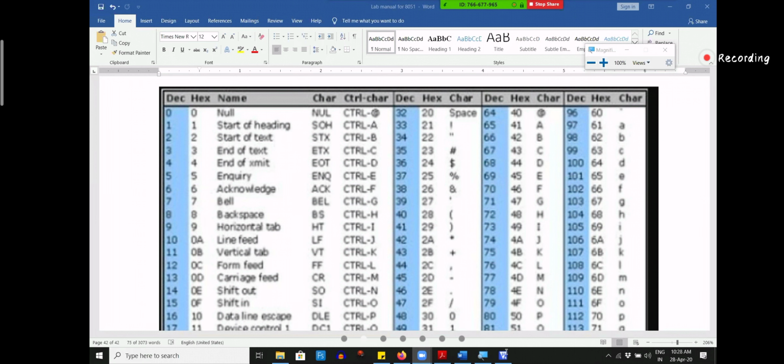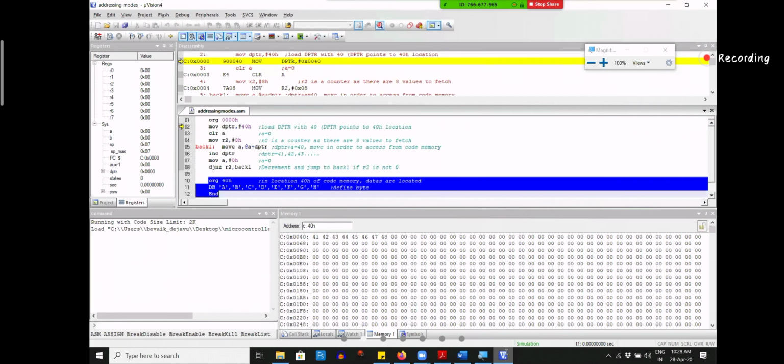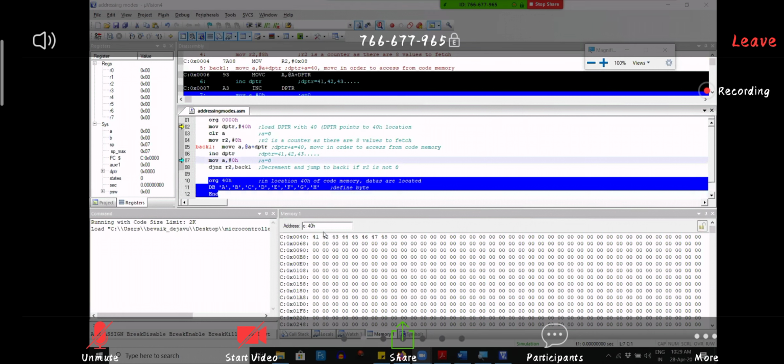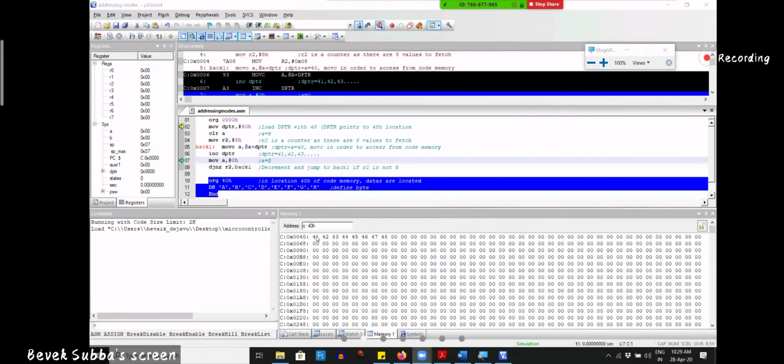So coming back to the program, the ASCII value of A is 41. Capital A and small letter A have different ASCII values. Please understand this. At least remember the location and ASCII values. So now this is the ASCII value of A, of B, C, D, E, F, G, H. Okay, so we are correct then. We are in line. Now I have to move these values to A one by one.